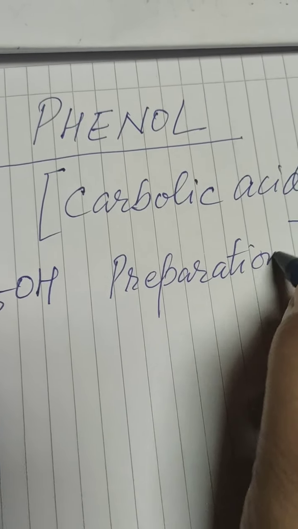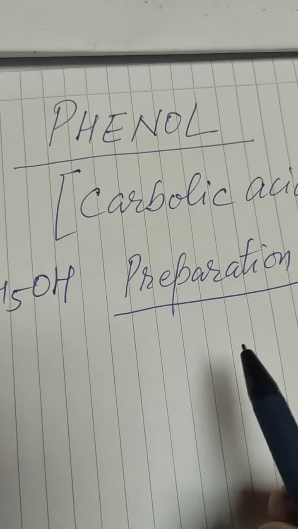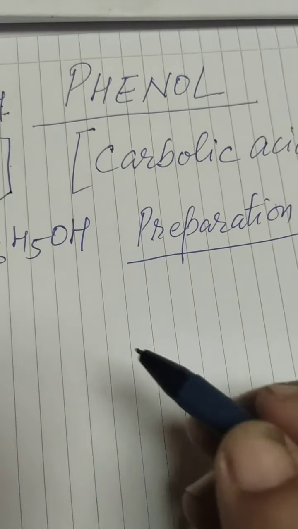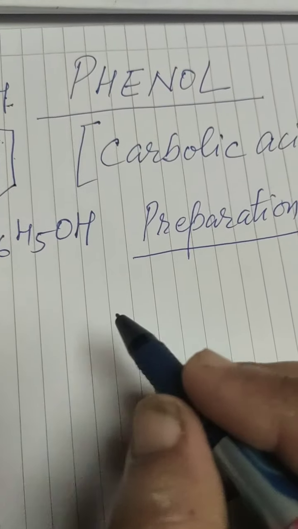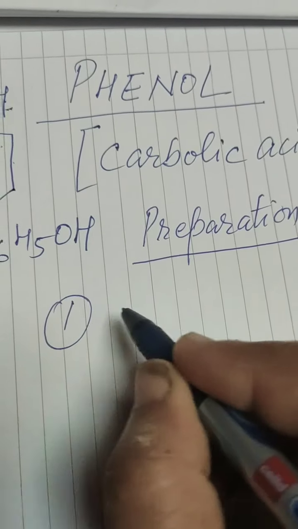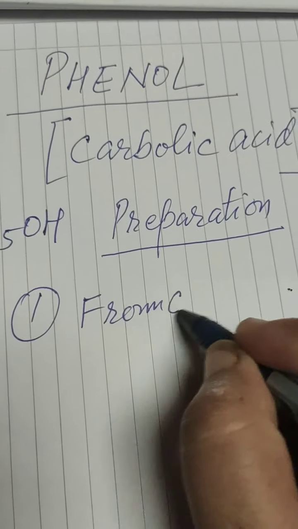Now first of all, we will discuss the preparation of phenol. How can we prepare phenol? There are so many methods to prepare this compound. Today I am telling you 3 or 4 methods for how to prepare this important compound. The very first method is we can prepare it from chlorobenzene.